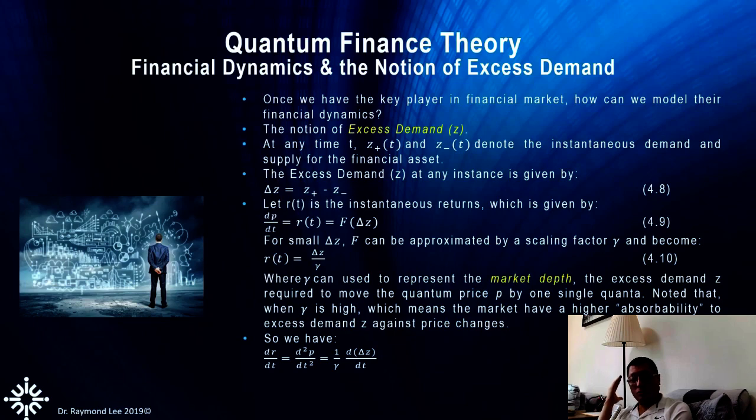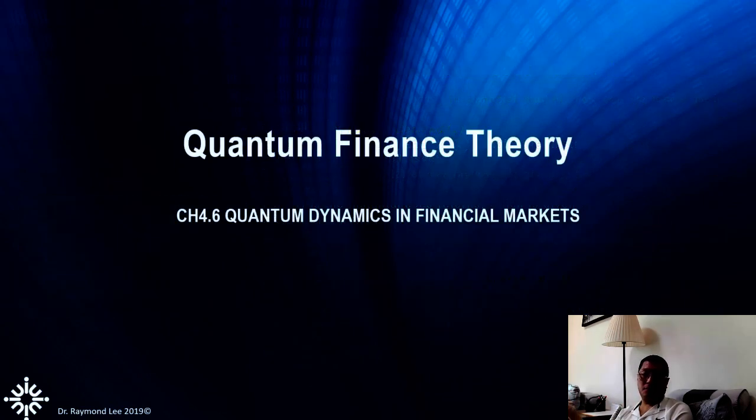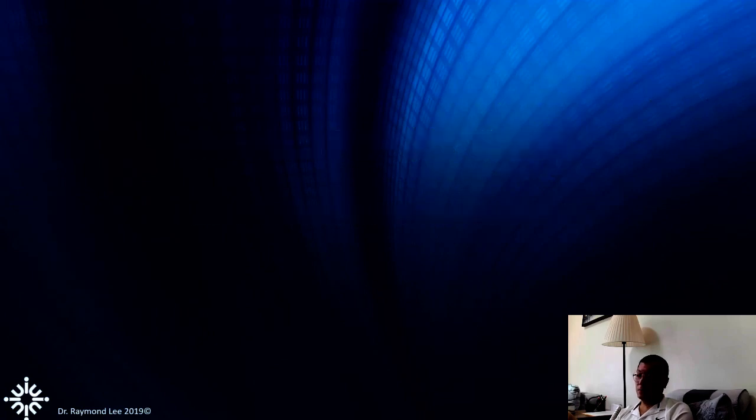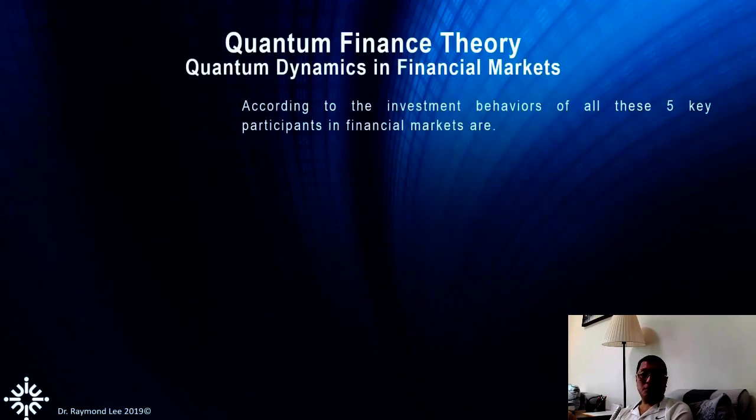So we have something like this. We take the derivative against dt, and it becomes the second derivative of the price, which becomes 1 over gamma times dz dt. So the quantitative dynamics for the finance market, according to the investment behavior of the 5 key participants, the main point is like this.